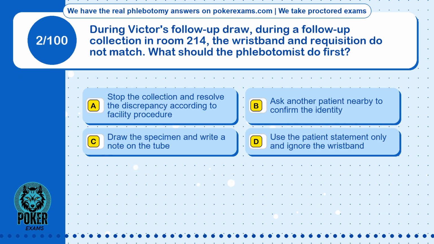Question 2. During Victor's follow-up draw, during a follow-up collection in room 214, the wristband and requisition do not match. What should the phlebotomist do first?